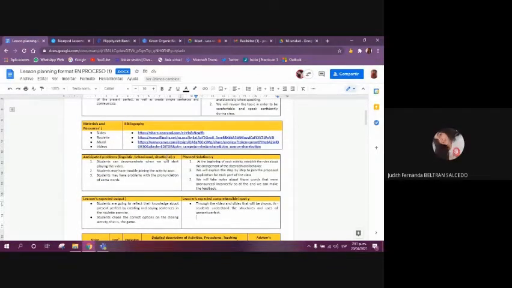About the materials and resources, we have slides, a roulette, mural, and videos. Here we have the bibliography, but we are going to talk about that in more detail in the next part.